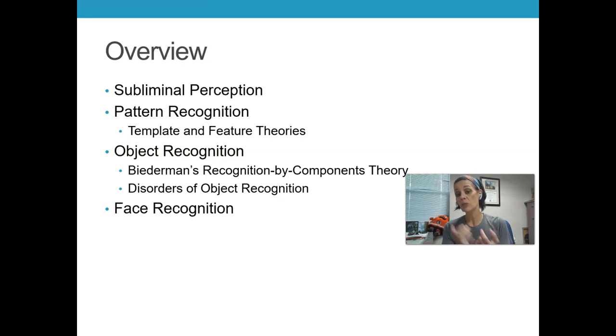So we're going to cover subliminal perception. We're going to talk about different theories of pattern recognition. We'll talk about different theories related to object recognition. And then we'll finish up by talking about face recognition and whether or not faces are special. If you watch all of this, by the time that we get on Friday, we'll talk about visual attention, and we will also talk about objects in action, and I will throw little plushies like Mr. Neuron at you.